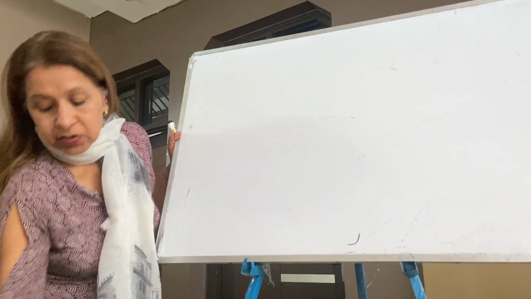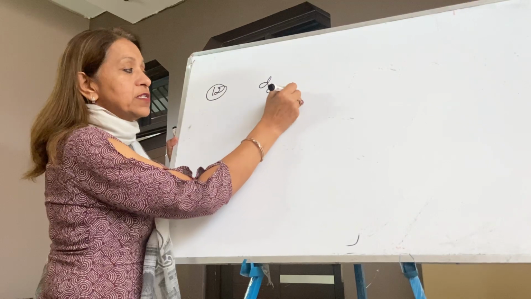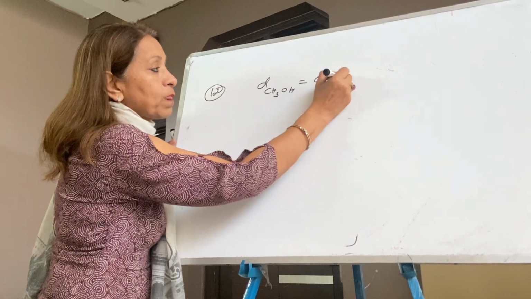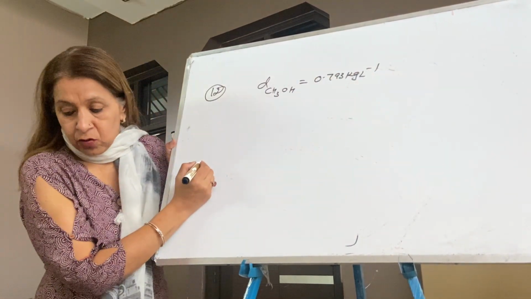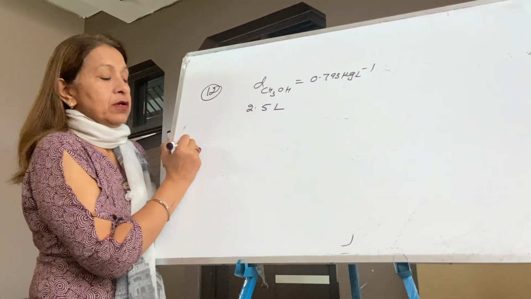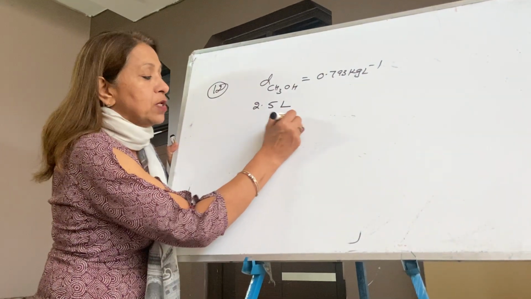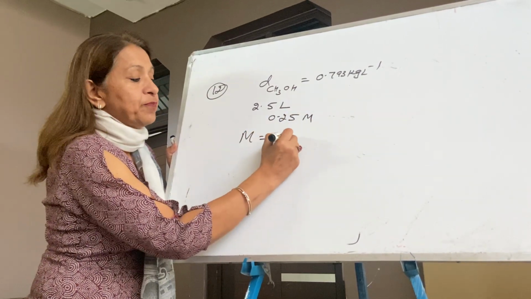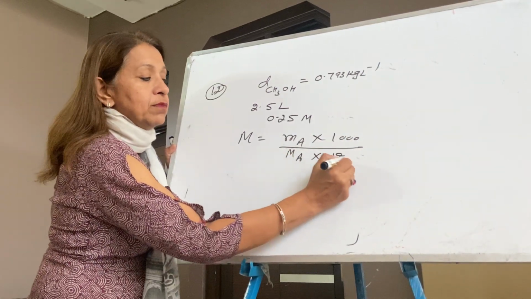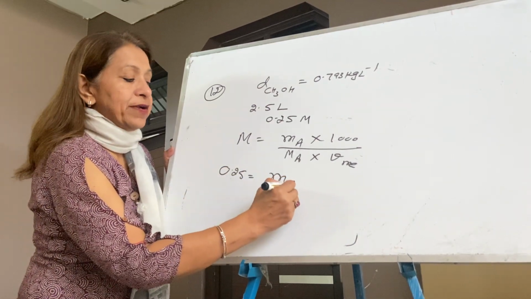Now the next numerical is the 12th. In the 12th numerical, the density of methanol is given. It's the solute density that is given. The density of methanol is 0.793 kilogram per liter. And the question is: what is the volume needed to make 2.5 liter of 0.25 M solution? Very simple. Again, capital M is mass of solute into 1000 by capital M into volume. Everything is given, your molarity is given, 0.25. Mass of solute you calculate.